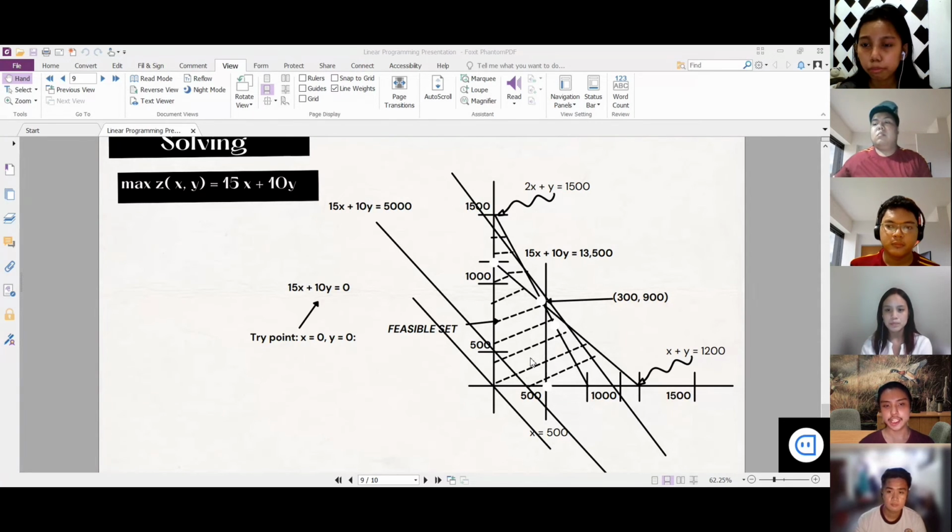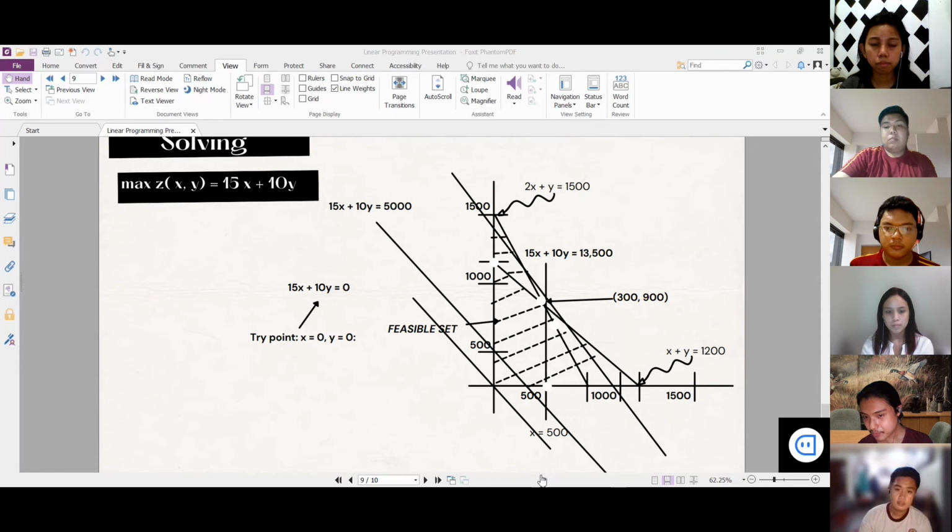The value of c corresponding to this line is the highest possible value for our objective function. The ideal point where this line meets our feasible set, in our case, you can see, is 300 and 900, as shown in the graph. The ideal point is represented by the intersection of two of our constraints, the lines 2x plus y less than or equal to 1,500 and x plus y less than or equal to 1,200. And lastly, we find the optimal solution of (300, 900).